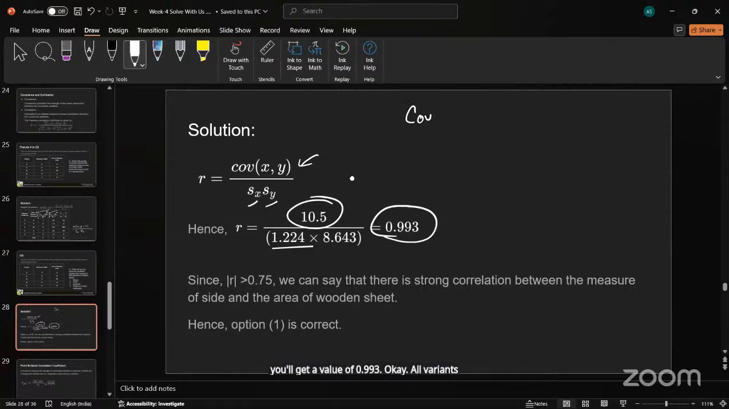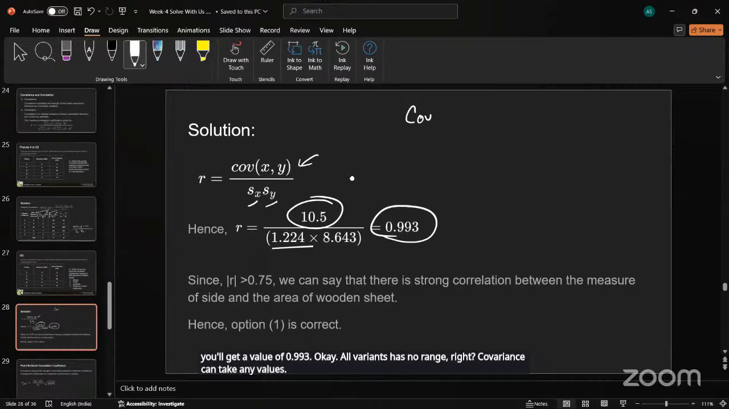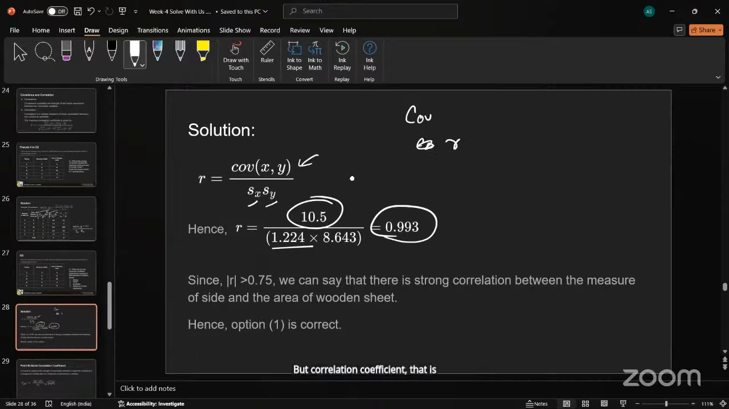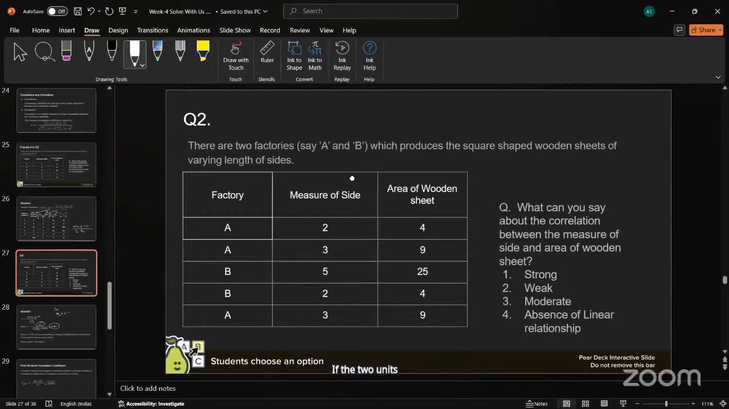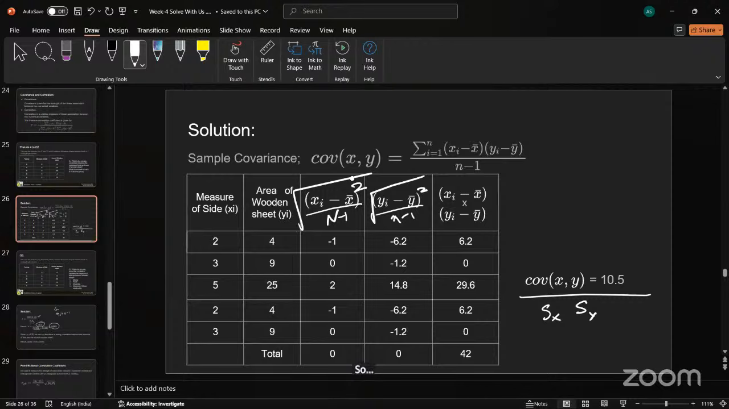Covariance has no range, right? Covariance can take any values. But the correlation coefficient, that is R, has a range, right? It has a range from -1 to +1. And what about the unit? Let's suppose the two units were meters and seconds. So what will be the unit of covariance? If x is in meters and y is in seconds, what will be the unit of covariance? Meter seconds.